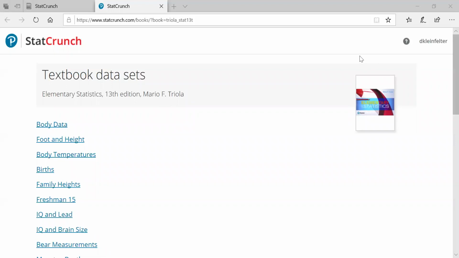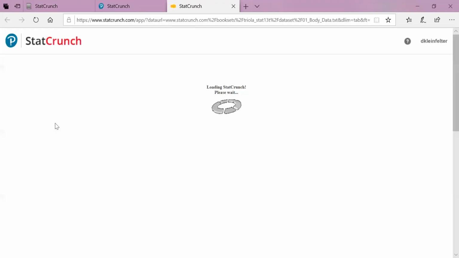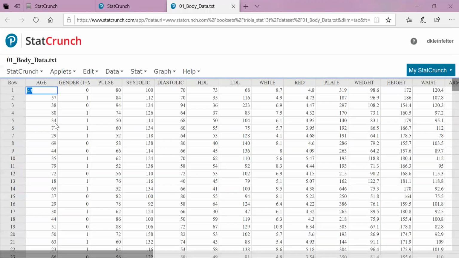All right, so in this part, I wanted to show you how you can use StatCrunch to generate a QQ plot if you want. So I've signed into my MyMathLab and I started StatCrunch, and just for our purposes, I'm going to use textbook data. So let's use the body data set. So let me click on that. It'll take a minute to bring that up.